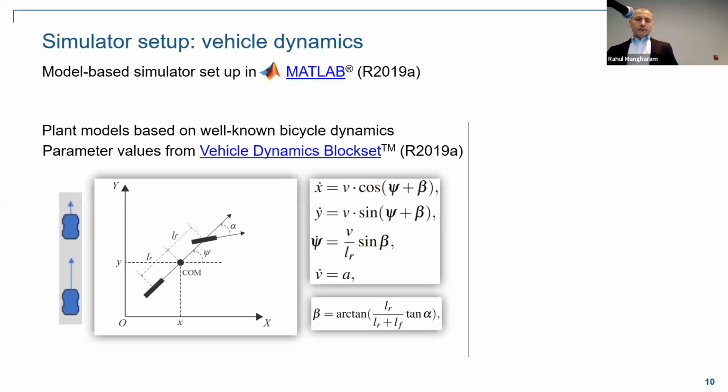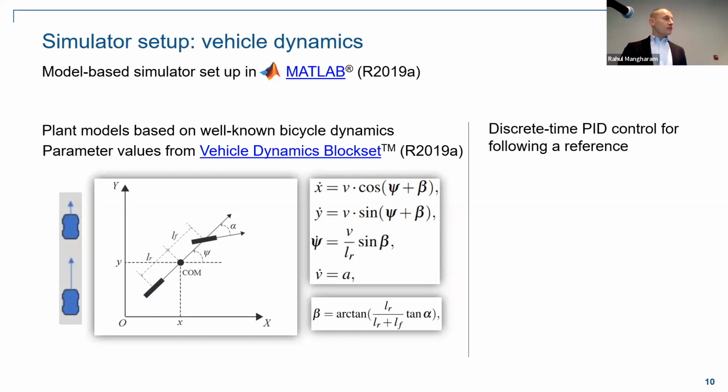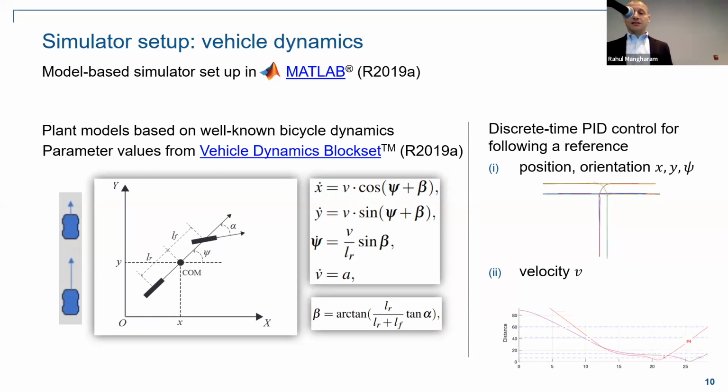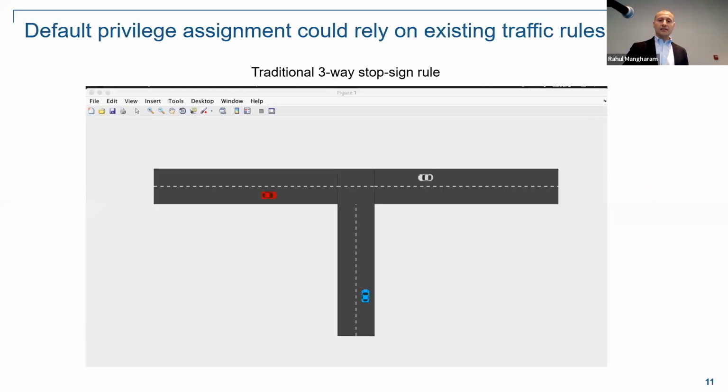So in terms of vehicle dynamics, for each vehicle, we model them using a simple bicycle model. I don't think I need to explain that. But of course, we did that using MATLAB and the Vehicle Dynamics Blockset, which is one of our tools. And eventually, each car follows a desired trajectory using a simple PID controller. And we have a velocity profile for the cars entering the intersection: a higher speed, and then it will slow down as they approach the intersection, and then they exit the intersection with a higher speed. So that's pretty much what the simulator does.